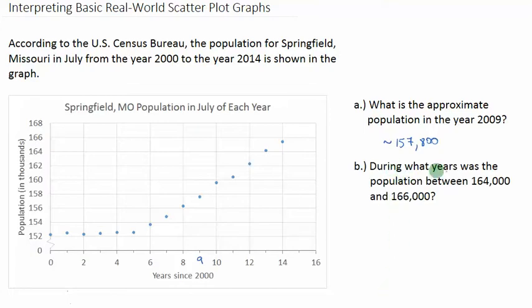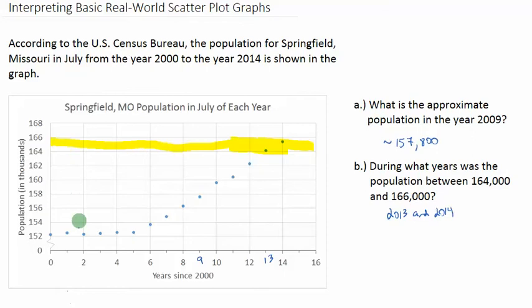The next question, during what years was the population between 164,000 and 166,000? So now we go locate those populations, which are right here, and we want the years where the population was between those two values, and we can see that there are 2 times that the population is between 164 and 166, and that is in the year, this would be 2013, this would be 2014, so 2013 and 2014, the population was between 164 and 166,000.